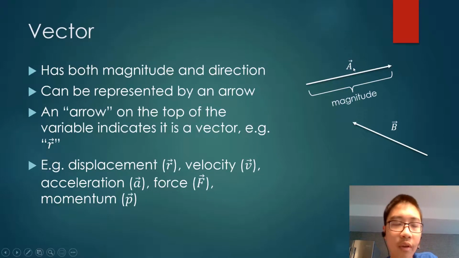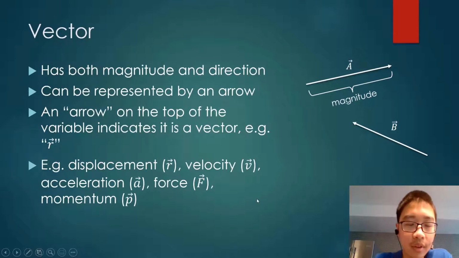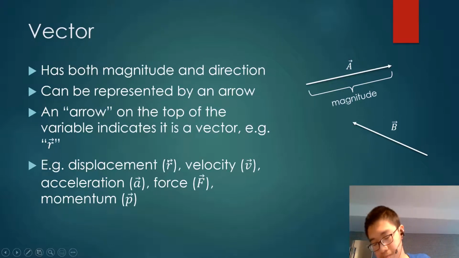We can use an arrow on the top of a variable to indicate that this variable is a vector. For example, we have R with an arrow on the top, so it means that R is a vector. A with an arrow on the top represents A is a vector, and B with an arrow on the top represents B is a vector. Displacement, velocity, acceleration, force, momentum, these variables are all vectors.